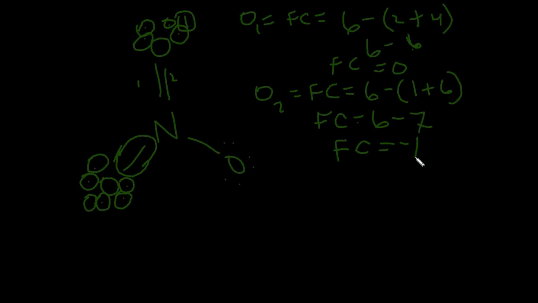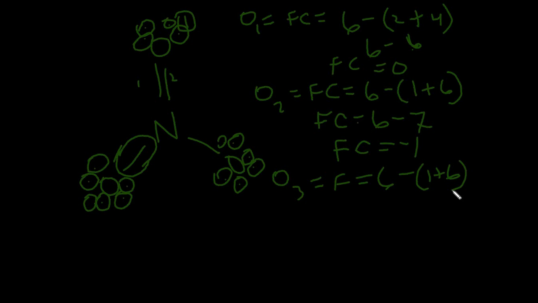Let's go to this oxygen to the right, the bottom right. We'll call that O sub 3. Formal charge equals valence electrons. Oxygen has 6, just like the others, minus the bonds, which is 1. And then the dots, 1, 2, 3, 4, 5, 6, plus 6. And just like the second oxygen, we get a formal charge equal to -1.